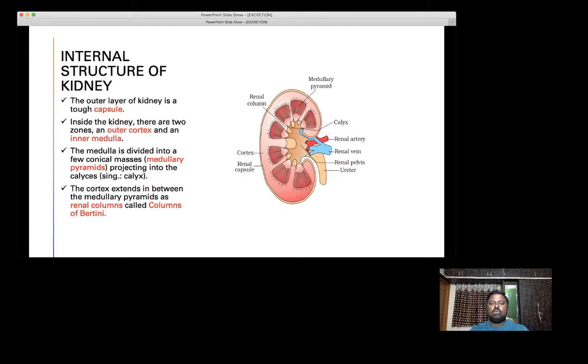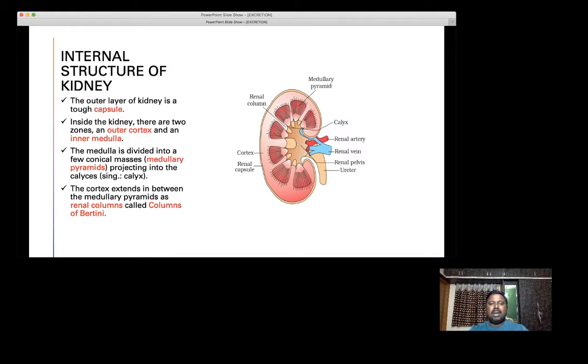Next, coming to the internal structure of the kidney. It is covered by a layer called the capsule. Inside, the kidney is divided into two regions. One is the cortex region and another is the medulla region.